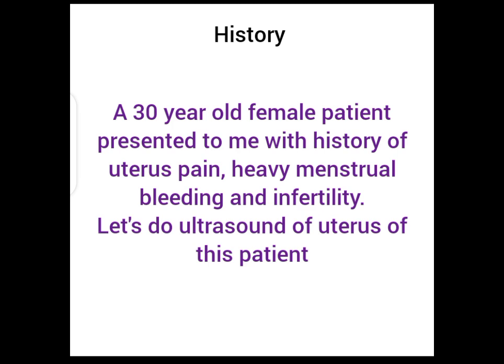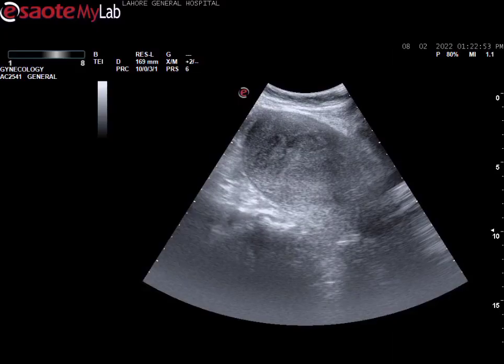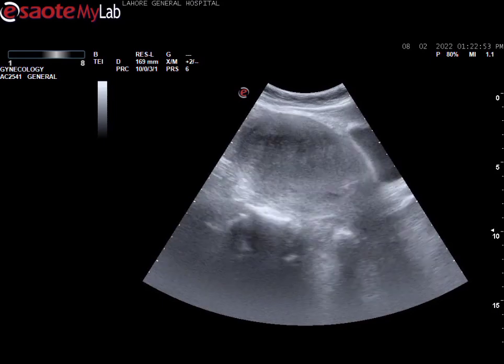So this 30-year female patient presented to me with history of uterus pain, heavy menstrual bleeding and infertility. So let's do ultrasound of this patient.